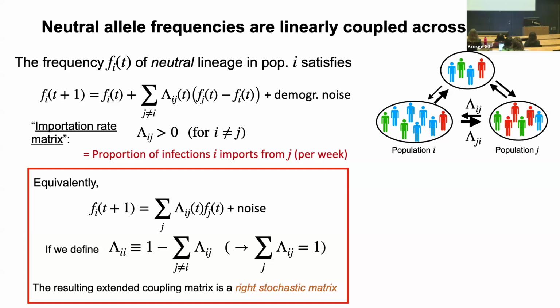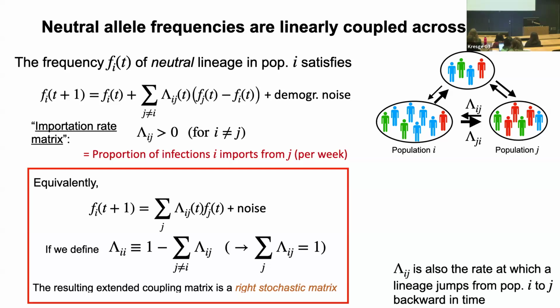We tend to rewrite this equation into a simpler, standard linear form like this, where we also have to define a diagonal element. When we do it this way, the entire matrix becomes what's called a right stochastic matrix, which is useful because there's another interpretation of this lambda ij, namely that lambda ij also represents the rate at which a lineage jumps from population i to j backward in time.